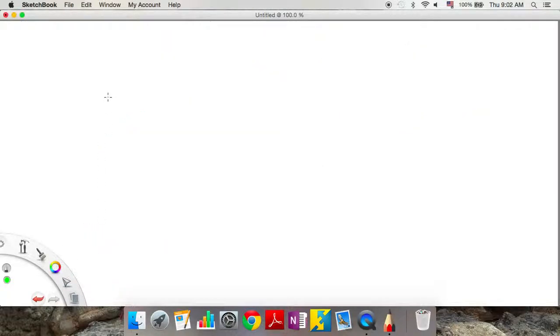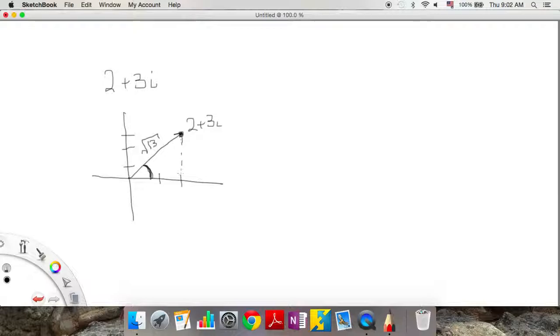Now, in our previous example, where we had 2 plus 3i, so this is our 2 plus 3i, we found out that our modulus was the square root of 13. Now, if we want to know what our argument is, we take the inverse tangent of the imaginary part over the real part. And when you punch that in your calculator, you get 0.982 radians.